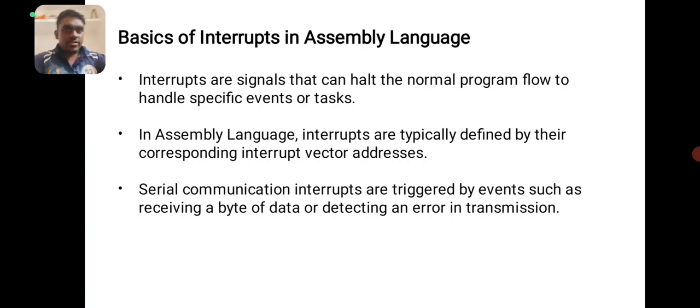Next, we are learning about the basics of interrupts in assembly language. We already know that we have some 4 languages, and in that we are using assembly language. Interrupts are signals that can halt the normal program flow to handle specific events or tasks. In assembly language, interrupts are typically defined by their corresponding interrupt vector addresses. Serial communication interrupts are triggered by events such as receiving a byte of data or detecting an error in transmission.